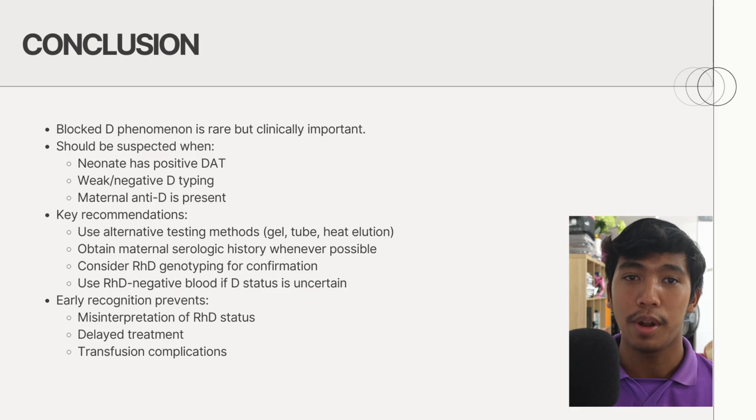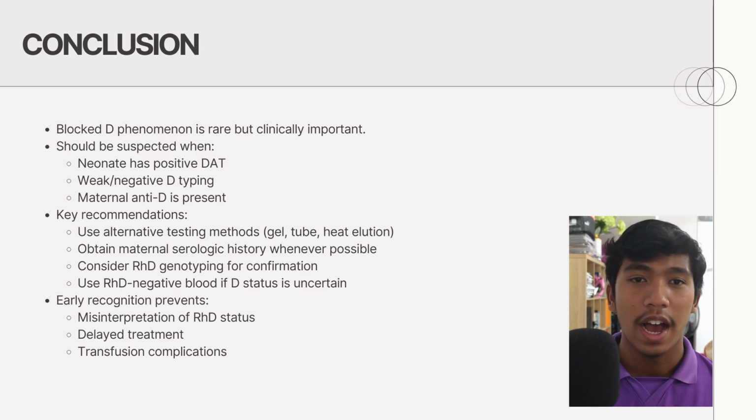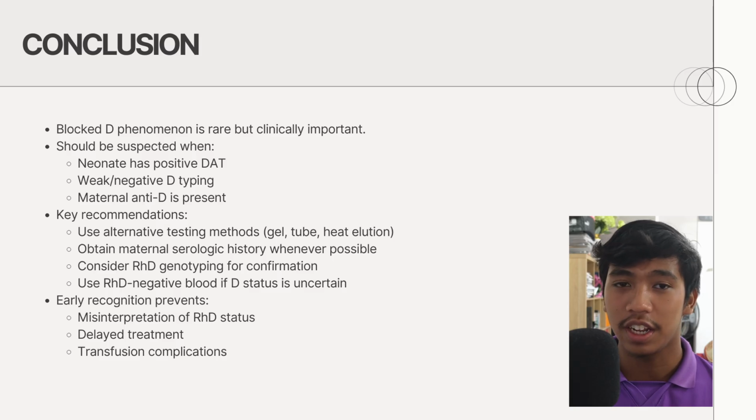In conclusion, blocked D phenomenon should be suspected when a newborn has anemia, hyperbilirubinemia, positive DAT, and weak or inconsistent RhD typing, especially if the mother is RhD negative with a high anti-D titer. Early recognition and appropriate testing are essential to prevent misdiagnosis and ensure proper transfusion management.